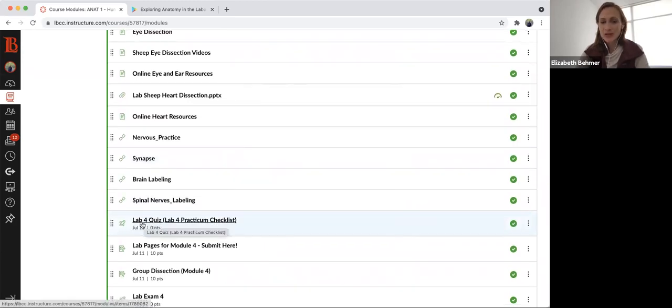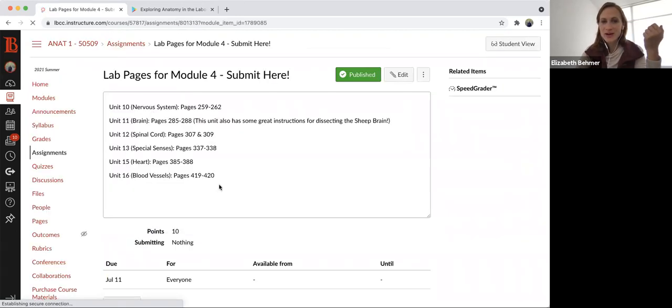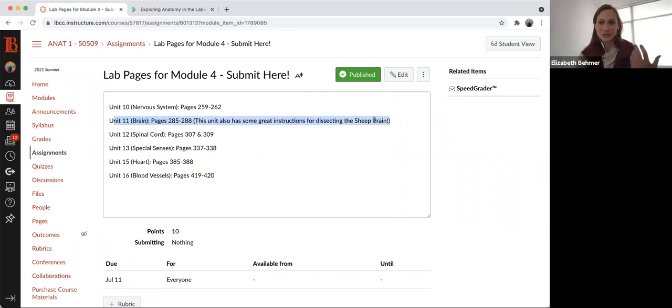Here's the lab 4 quiz, which will be on everything from the checklist. So I'll probably have some brain, spinal cord questions and some heart questions as well. Here are the lab pages for module 4. Again, there's kind of a lot, so I bumped up the points to 10 points. I grade these on just submission, so I won't grade if they're correct or not, but please do them because doing these lab pages will give you more practice for learning the material. And again, in these lab pages, you might find some pages that can help you with dissecting. For example, the sheep brain takes you through a sheep brain dissection in the lab book as well.